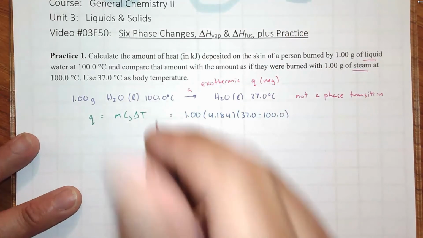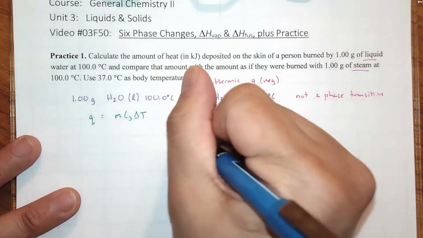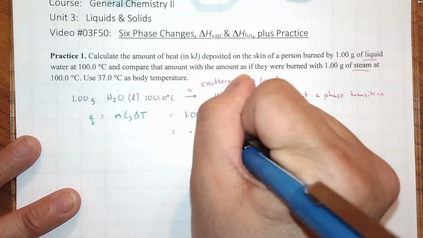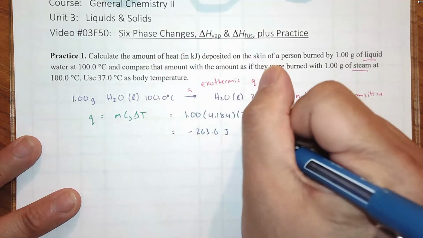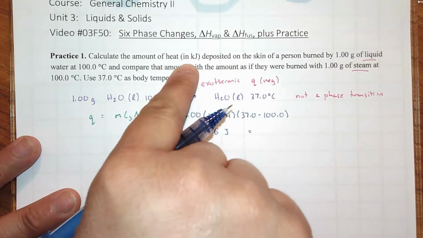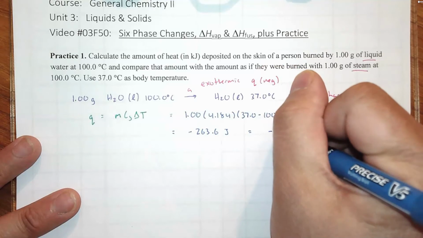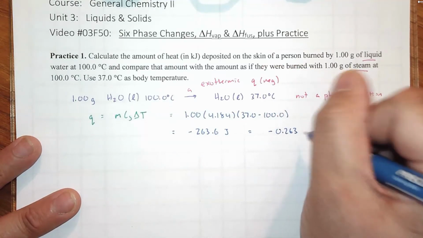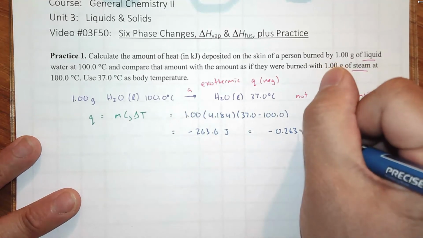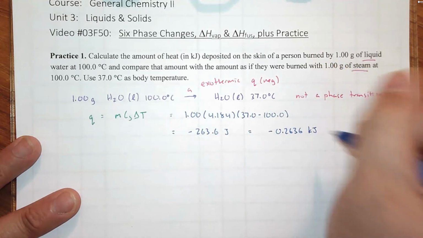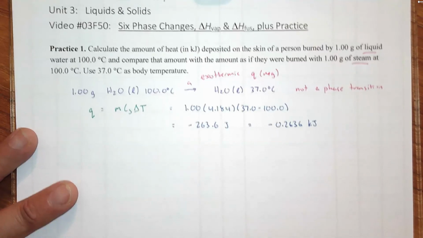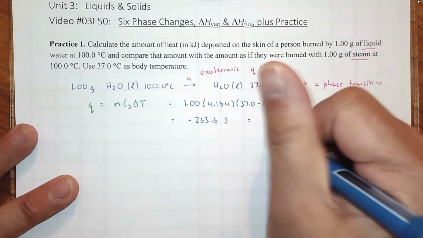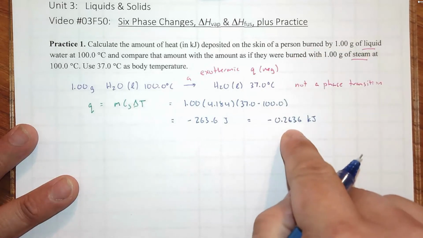Okay. When you do those calculations, negative 263.6 joules, and we're going to convert that to kilojoules. Negative 0.263, should have rounded, 0.264 kilojoules. And just to show the grader that you know what this means, you could say, well, that's giving off heat when it's negative.